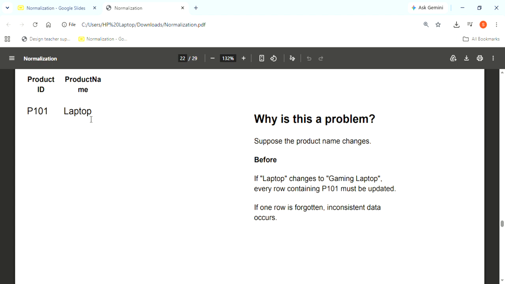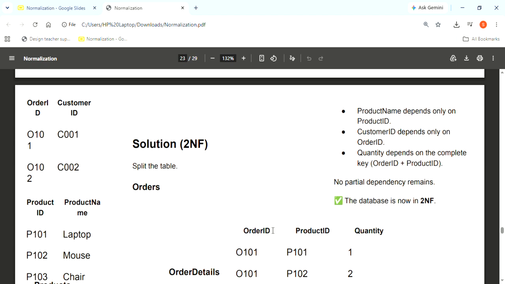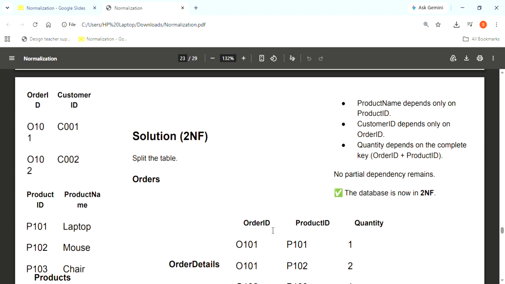If any one row is not updated, then inconsistent data will be there. So a few will be updated and a few will not be updated. That state is called an inconsistent state. So what happens then? After some years, or after 1 month, if I want to find what the product name is, the computer will give both the names and I don't know which is the updated one. So this type of state is called an inconsistent state.